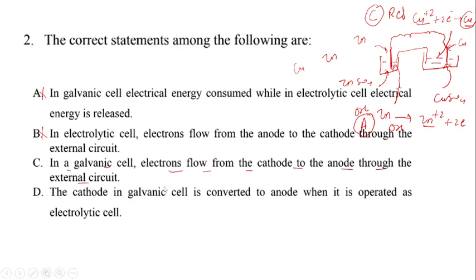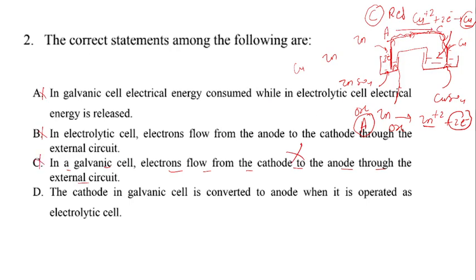In a galvanic cell, electrons flow from the cathode to the anode? No, electrons are not flowing from cathode to anode; they are flowing from anode to cathode, from here to here. This is the flow of electrons, because Zn converts to Zn2+ and creates 2 electrons. These 2 electrons are conveyed through this wire and finally reach here. So from anode to cathode, not cathode to anode. So this option is also incorrect.